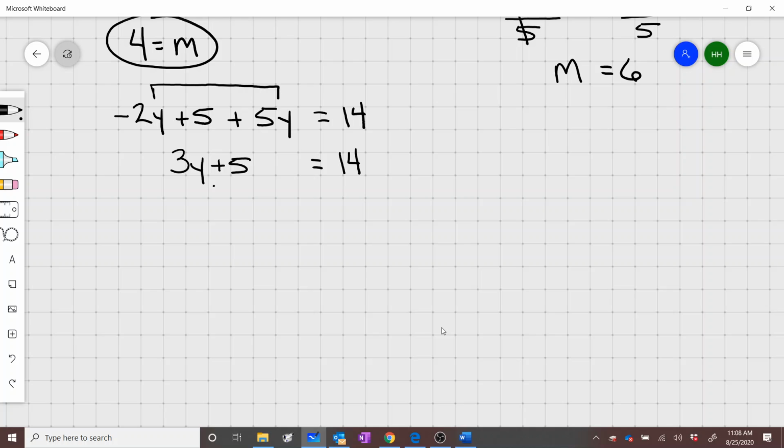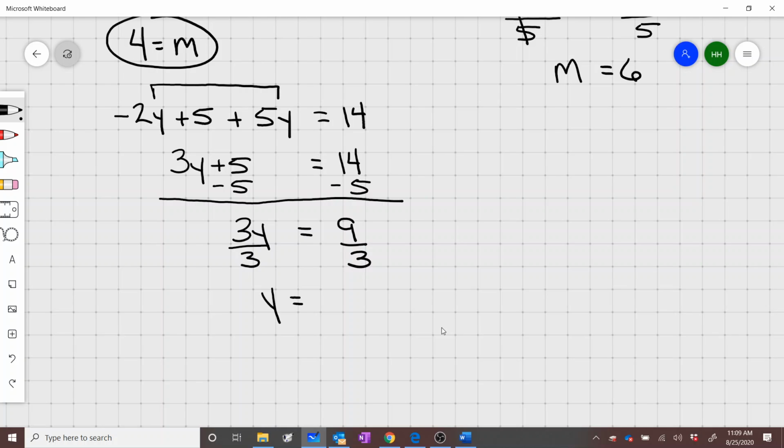So we're going to subtract 5 from each side. And 3y will equal 9. And then we're going to divide each side by 3. So y is equal to 3.